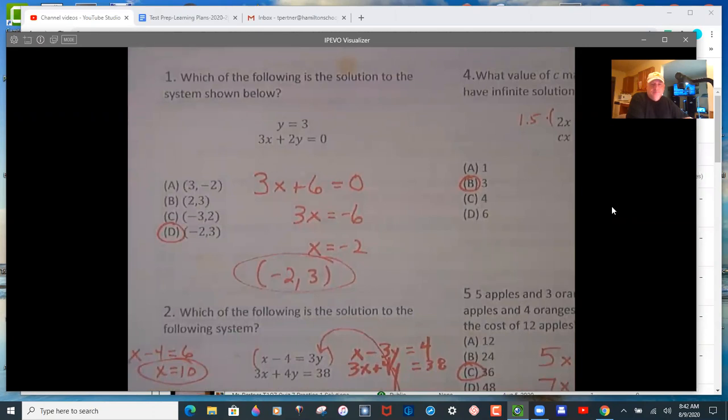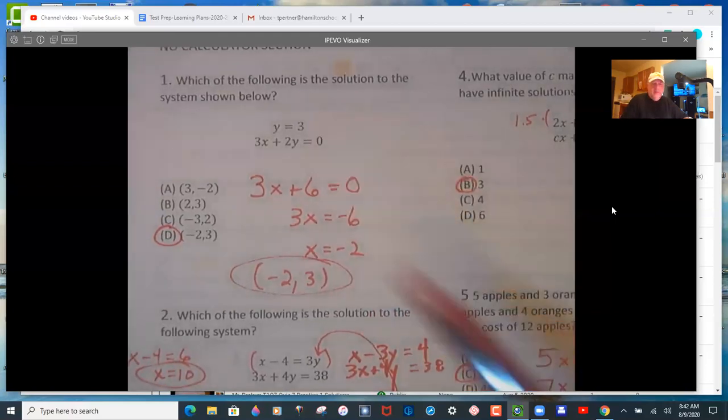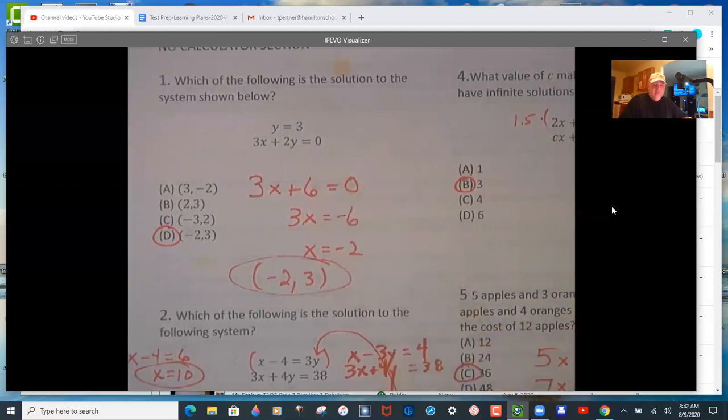Set the y equal to 3 in the second equation. So systems of linear equations, we're trying to find a point of intersection if there is one, or maybe there's infinitely many. And then solve it out and you get -2, 3. You already knew the 3. That got substituted in for the y.